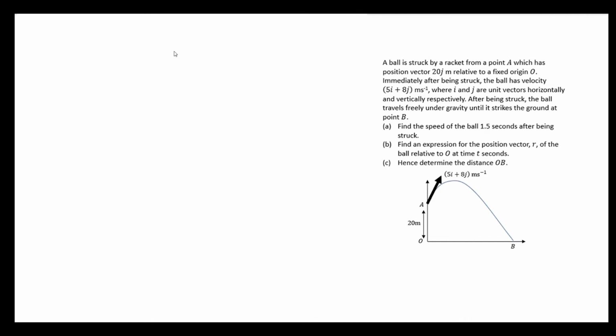After being struck, the ball travels freely under gravity until it strikes the ground at point B. Okay, so gravity, we already know, is going to be negative 9.8, particularly if we've chosen up as the positive direction. But in vector form, we need a horizontal and vertical component. The horizontal is 0. There is no acceleration horizontally due to gravity. And the vertical is the negative 9.8. This question has asked us to find the speed of the ball 1.5 seconds after being struck. Okay, let's collect some SUVAT variables and see where we go.